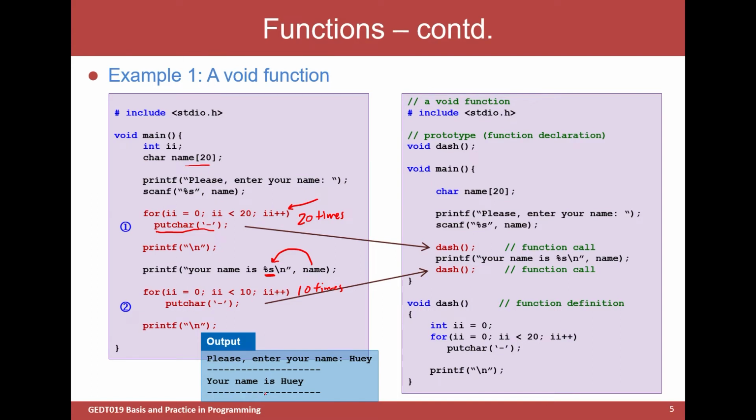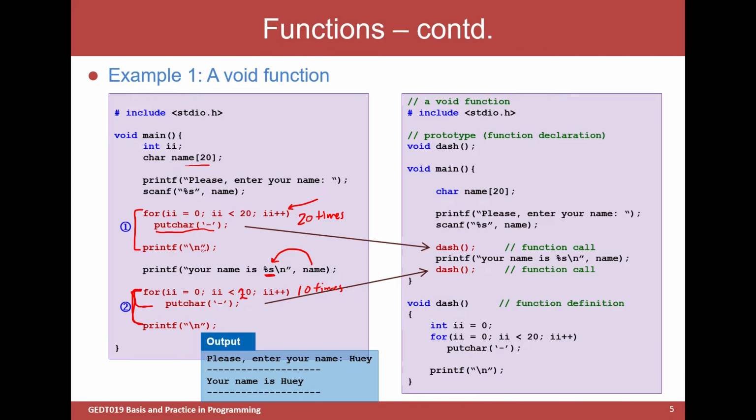So if this one here is 20, then it will be the same thing. And then it will print a new line. So this is the software. But what we noticed is that this same code is repeated twice.